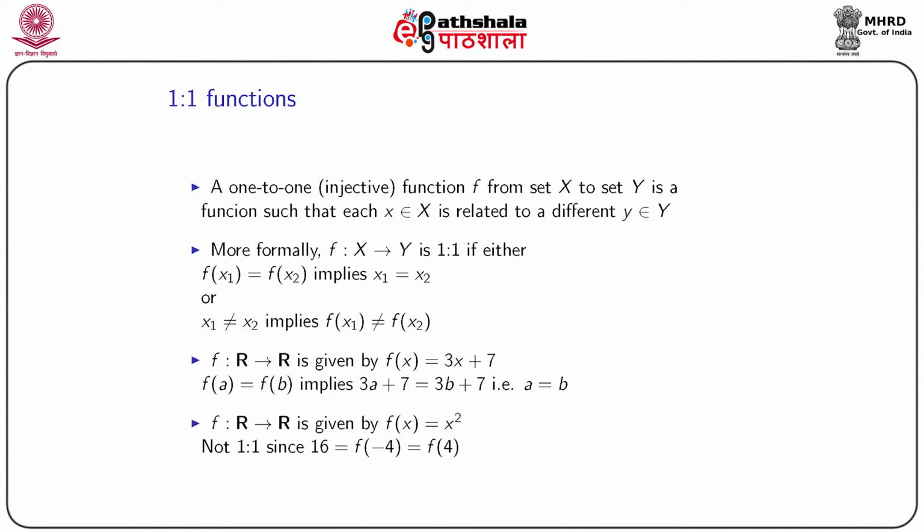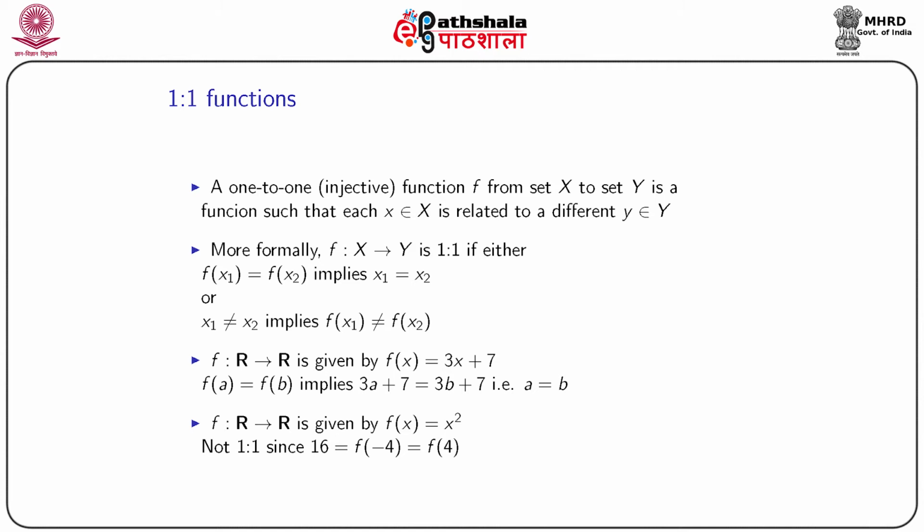If we want to define a one-to-one function more formally, it should be like this: f is a mapping from X to Y, and we call this a one-to-one correspondence or one-to-one mapping if either of the two conditions holds. First condition: if f(x1) equals f(x2), then it must imply that x1 equals x2. Or, if we say it in the reverse way, if x1 and x2 are not equal, that implies that f(x1) can never be equal to f(x2). That means f(x1) not equals f(x2).